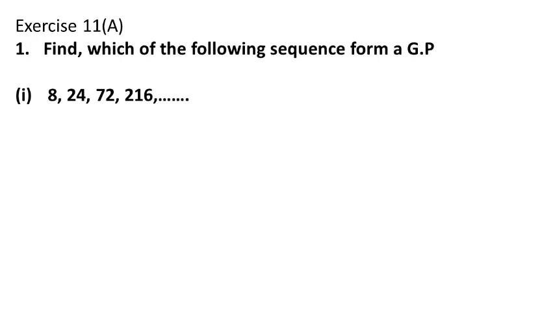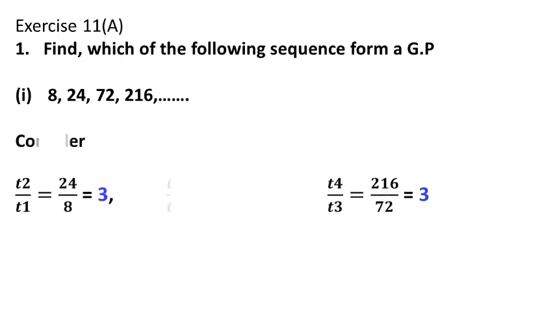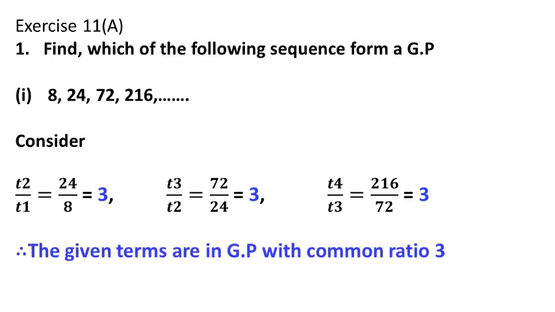Calculate the common ratio between the given terms. T2 by T1 is 24 by 8, common ratio is 3. T3 by T2, that is 72 by 24, so common ratio is 3. T4 by T3, that is 216 by 72, common ratio is 3. As the common ratio is 3 in all the three cases, we can say that the given terms are in GP.